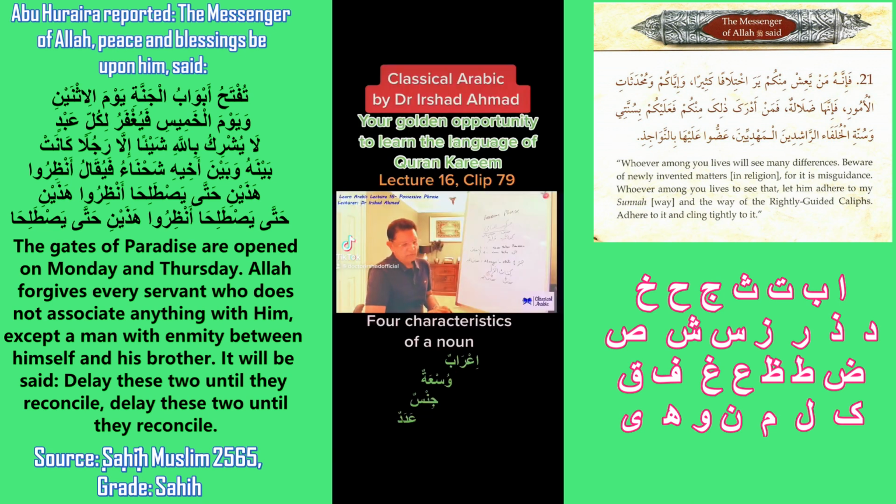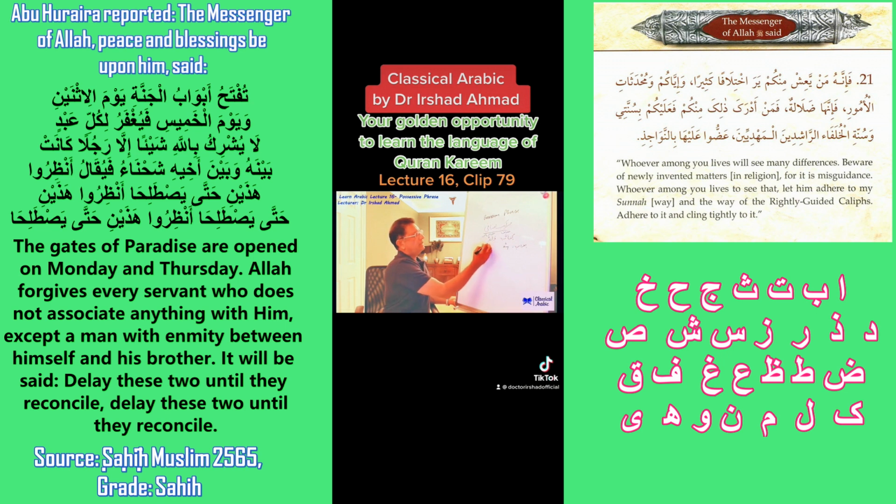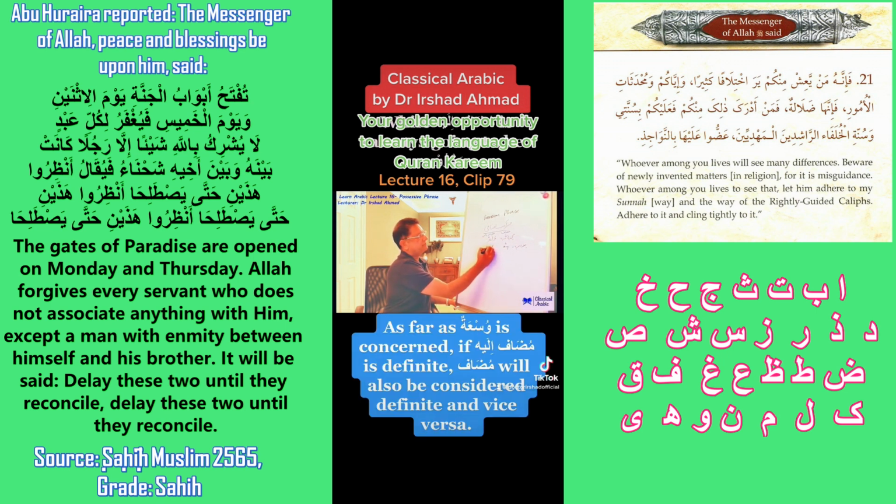So how do we address those four states of a noun in murakkab idafi? We know that a noun has four attributes, four qualities, which are irab, definiteness, jins, and adad. One issue we have already addressed is irab: mudaf can take any irab depending on its position in the sentence. It could be kitabu, it could be kitaba, it could be kitabi. And mudaf ilayh will always be majroor. So that's one aspect covered.